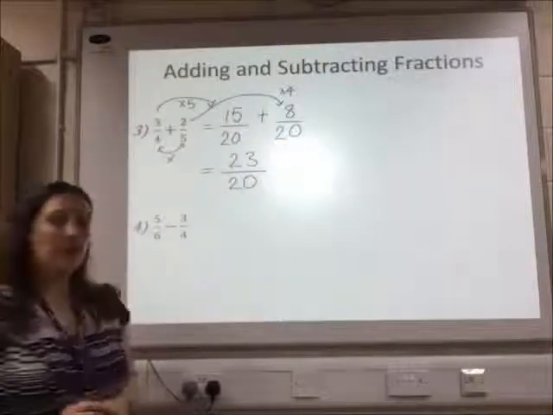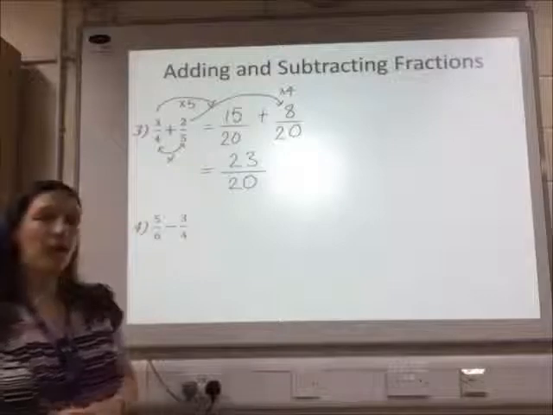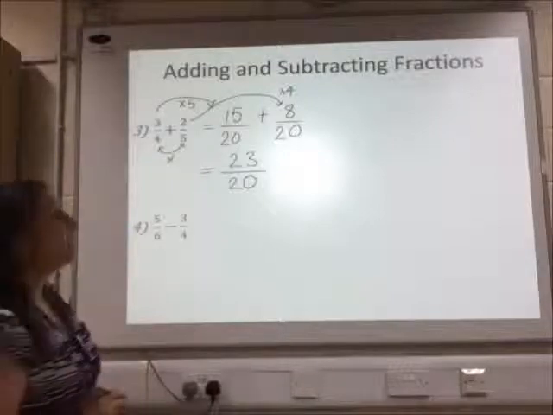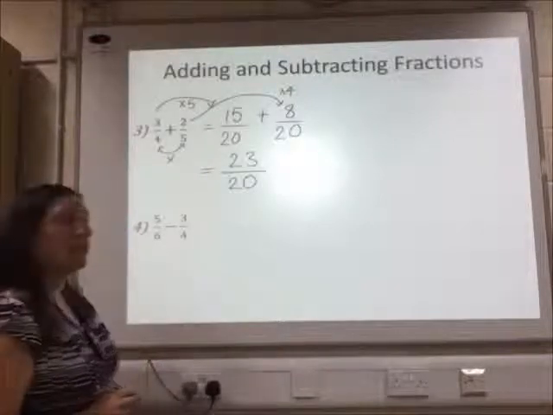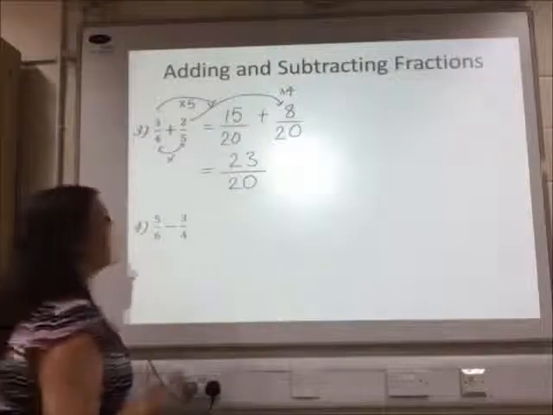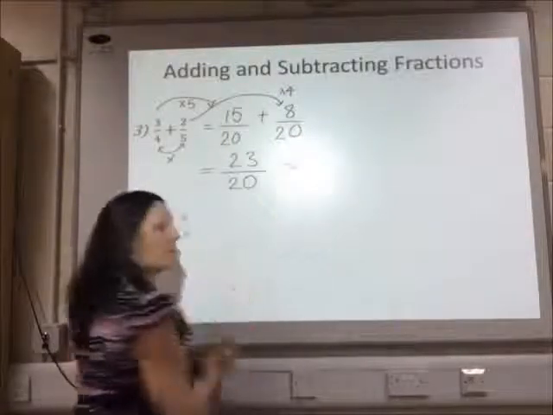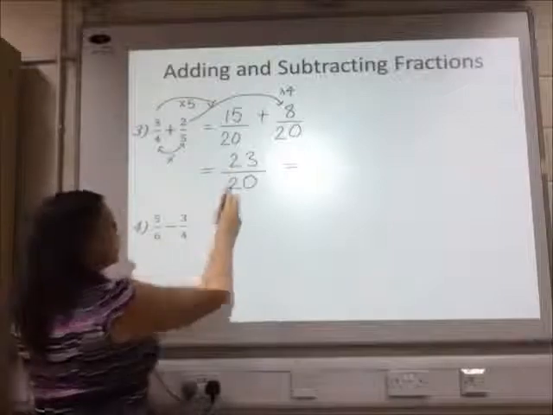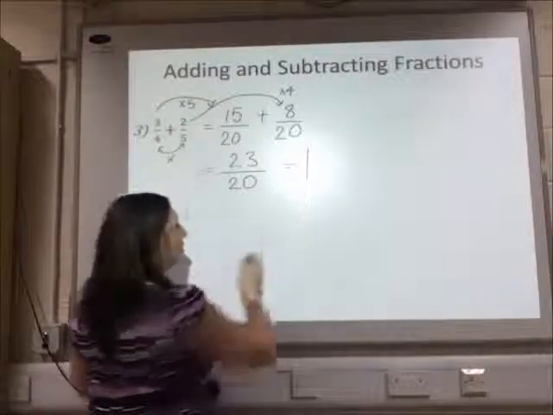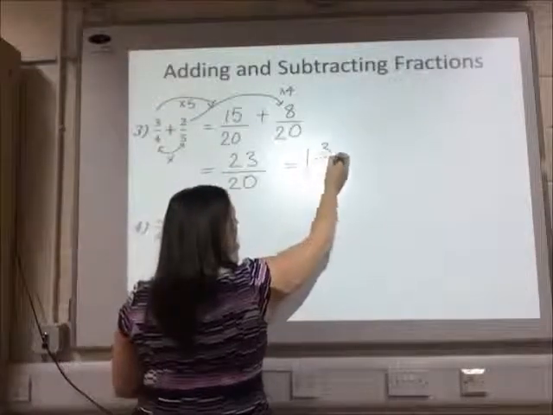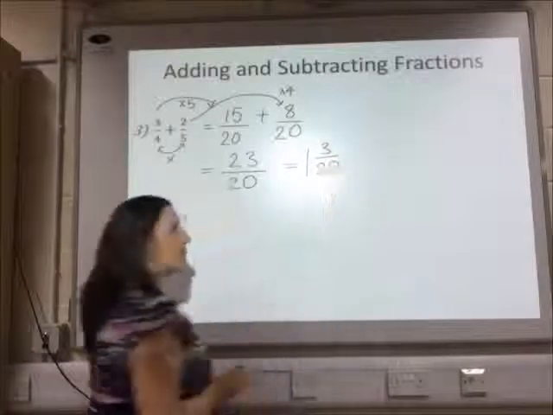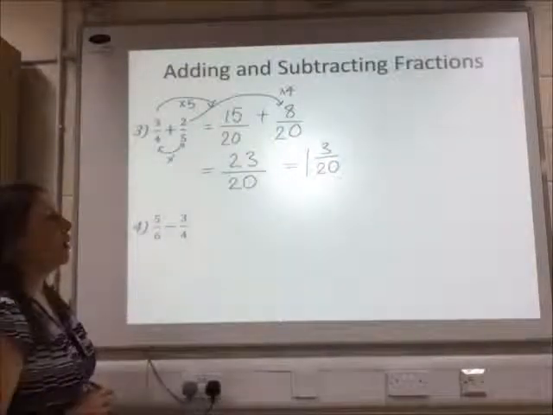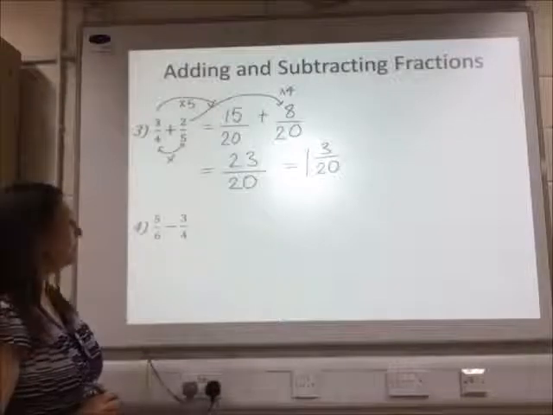That is an answer that we can accept. However, because the top of the fraction is bigger than the bottom of the fraction, we have an improper fraction, so we can change that into a mixed number. 20 goes into 23 once, it leaves a remainder of 3, and the number from the bottom of the fraction is put on the bottom of the new fraction.